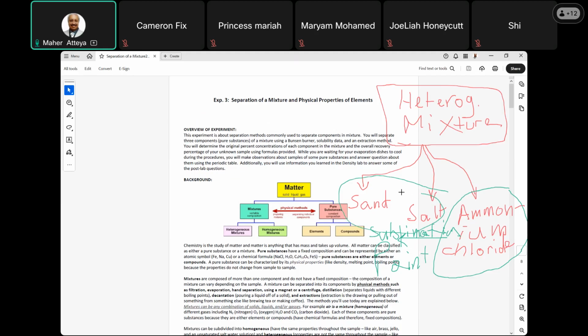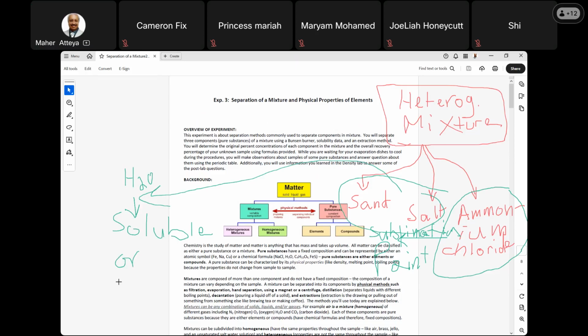With these two, we take advantage of the solubility in H2O. Solubility is always connected to whether it is soluble in H2O or not. So we take advantage to know which one. Sand is not soluble, or insoluble. Sand is insoluble. And the kitchen salt is soluble.